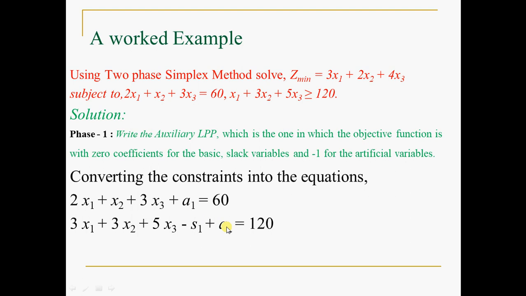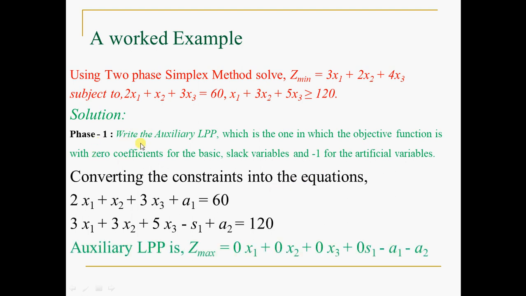Where a1 and a2 are the artificial variables and s1 is the surplus variable. There is no slack variable at all. Now, as per the statement, write the auxiliary LPP.